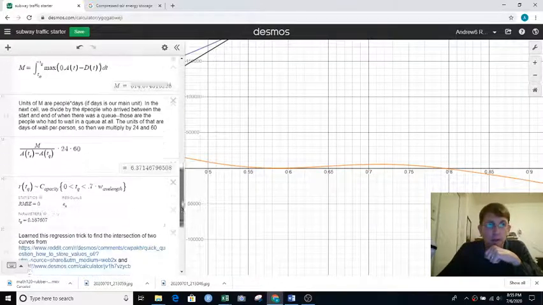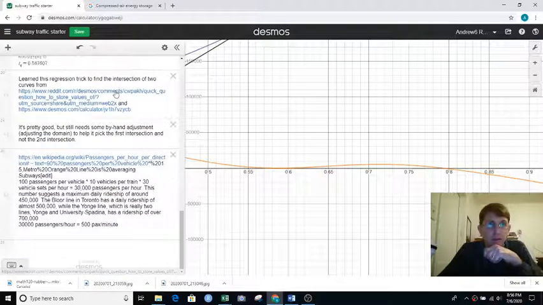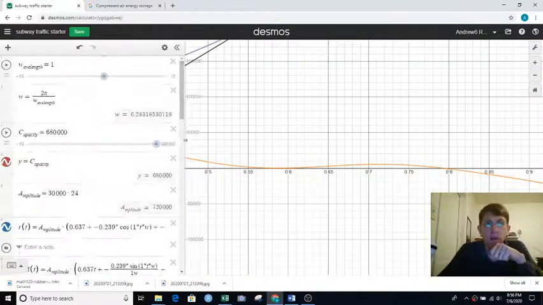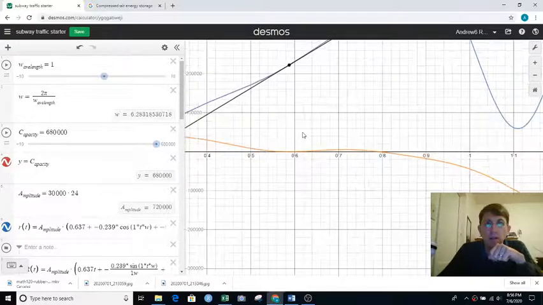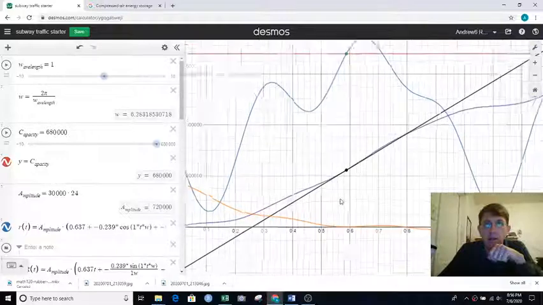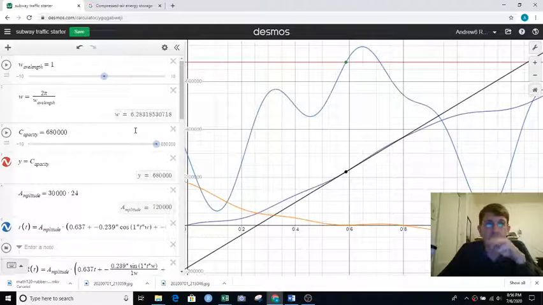Phew, I think we're all done. Here's some credits for where I learned that regression trick. Here's some information on where we got the maximum capacity, and that is how you can do an applied queuing analysis using traditional by hand calculus with a little bit of computational streamlining from Desmos. And in the next video, we'll look at how you can do it in a spreadsheet.